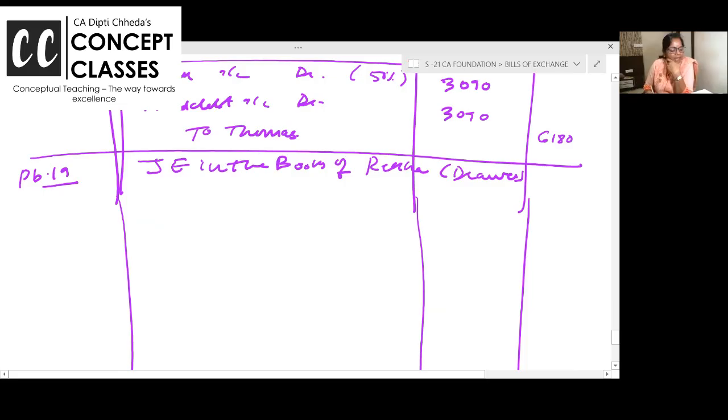Nice. Chalo, let us start. First journal entry. I am reading again for you. Anyone not having the material, listen carefully.